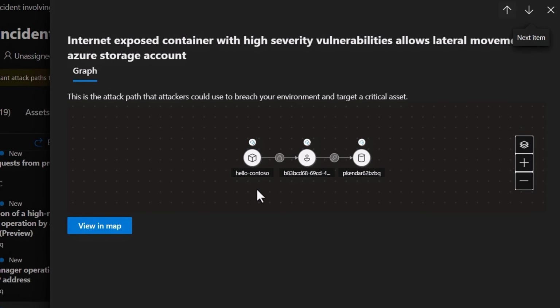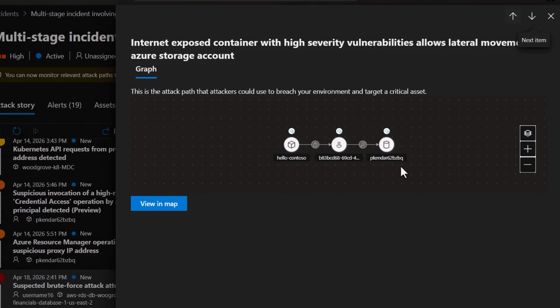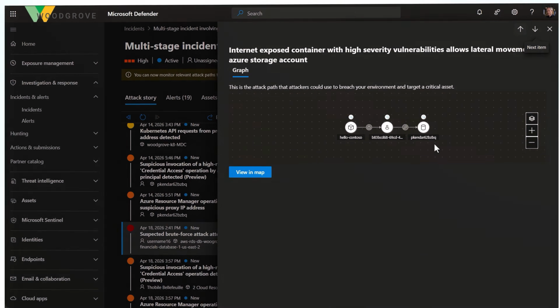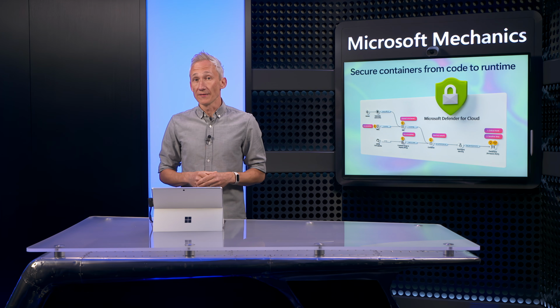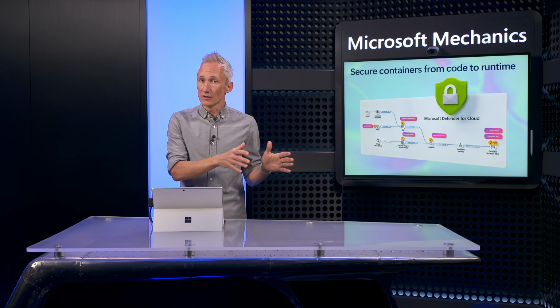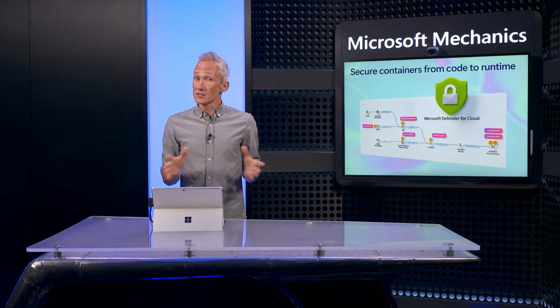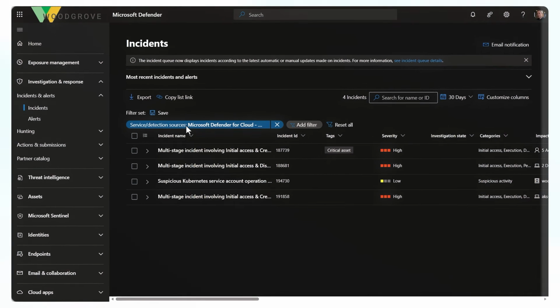It's concluded that the container is internet exposed with high severity vulnerabilities, and it's using a managed identity to access a protected storage account. We'll come back to this in a moment to see if we can fix the root cause. So we can see this wasn't just an isolated runtime event. There was a clear path from exposure to exploitation. So let's move on to the second incident in our queue.